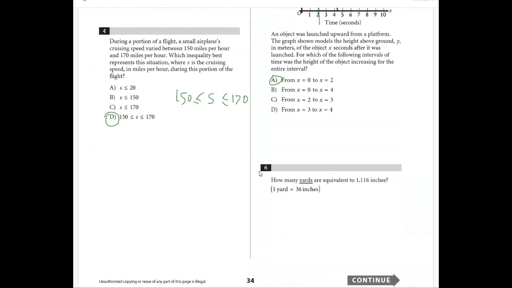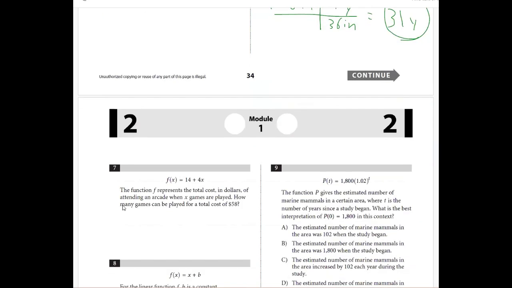Okay, question six, how many yards are equivalent to 1,116 inches? Very simple and straightforward unit conversion. So all I gotta do is do like this. Divide 1,116 by 36, which is equal to 31. So 31 yards is the correct answer.